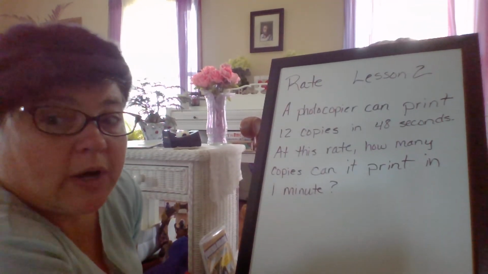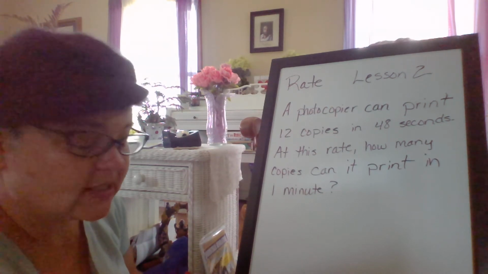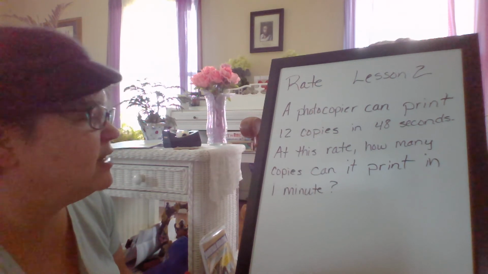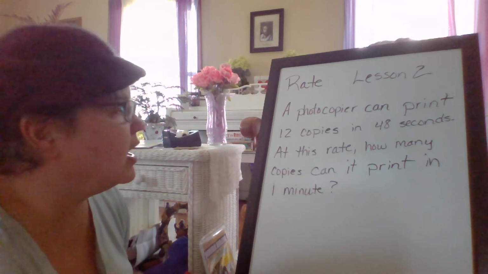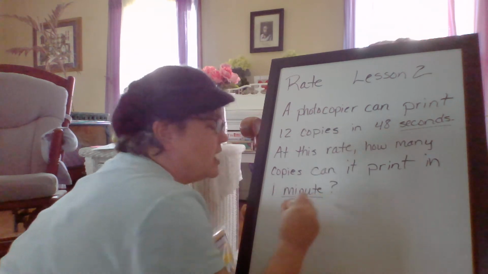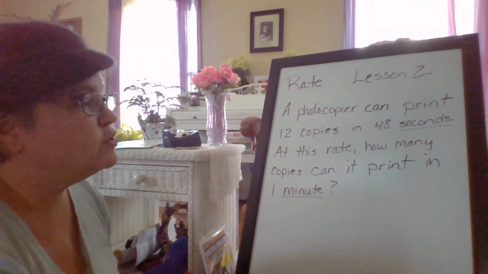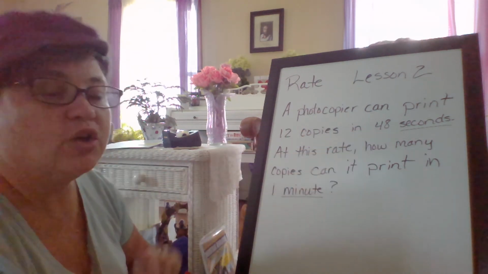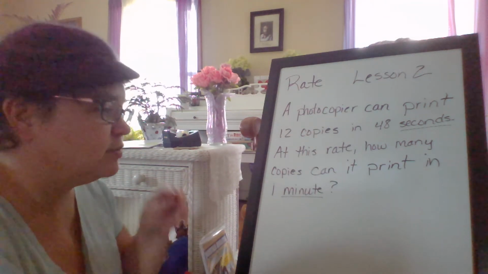All right, this last problem we're going to do today. A photocopier can print 12 copies in 48 seconds. At this rate, how many copies can it print in 1 minute? The first thing I want you to realize about this problem is that they are not asking for the same measurement. This is minute and this is seconds. When you see a problem like that, when they're asking for the answer in a different measurement, you have to realize this is not just a one-step problem. You're going to have to do some conversions.